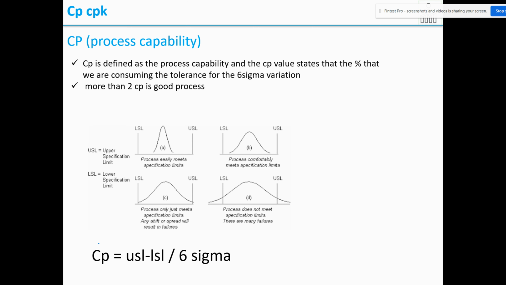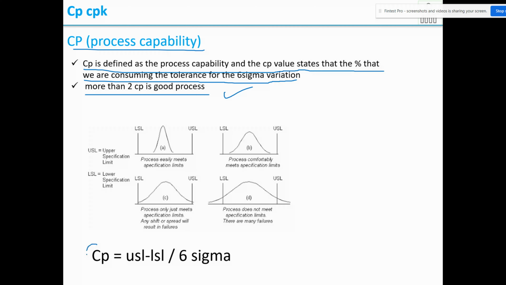Explanation, let us see a live example in Minitab of how to do CP/CPK. As you said, CP is nothing but process capability. CP is defined as the process capability, and the CP value states the percentage that we are consuming of the total tolerance for the Six Sigma variation. More than 2 CP is a good process.